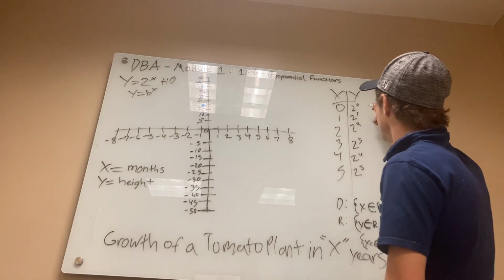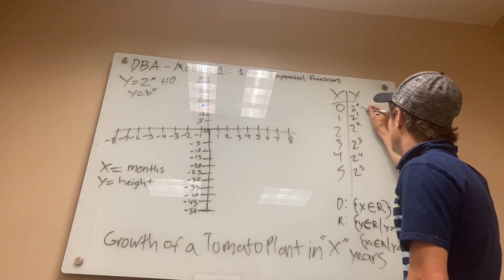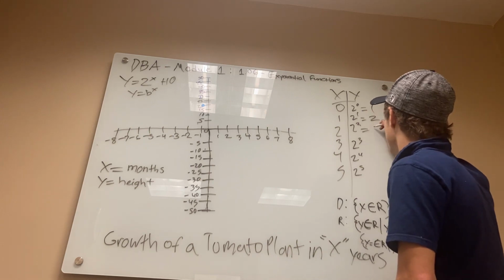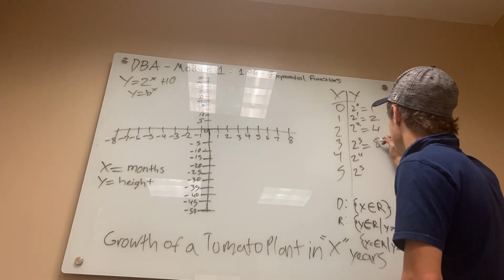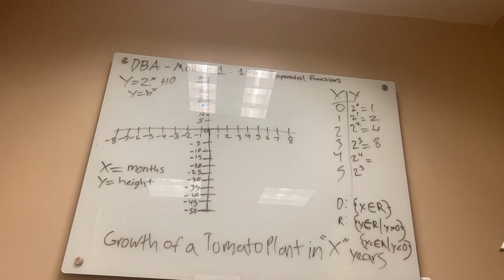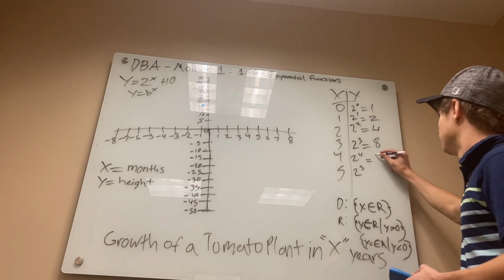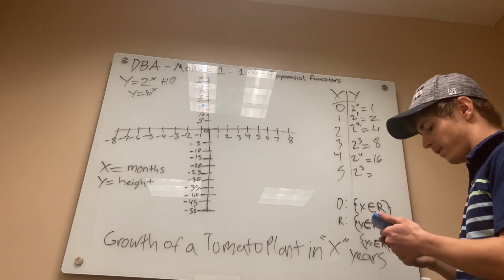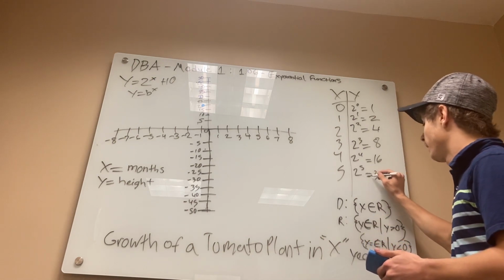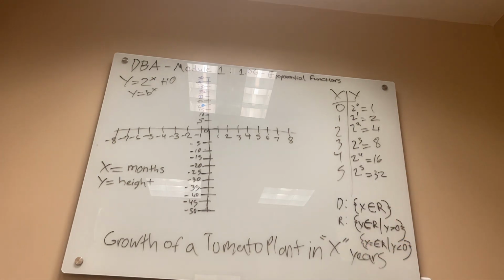So let's start solving. 2 to the 0th power is just 1. To the first power is 2. To the second power is 4. To the third power is 8. To the fourth power is 16. To the fifth power is 32. Now we can graph this.